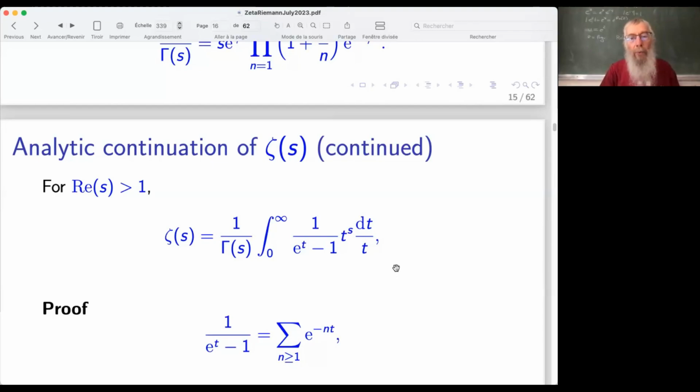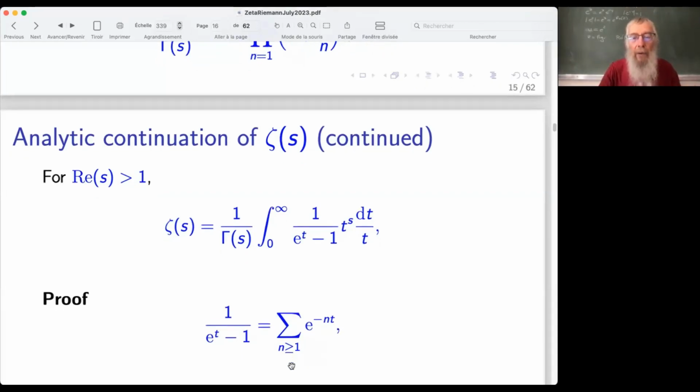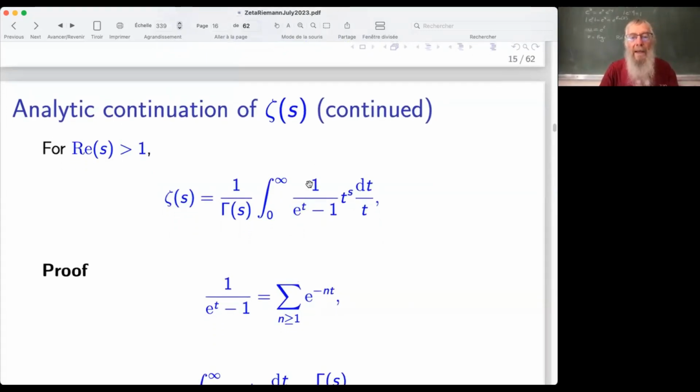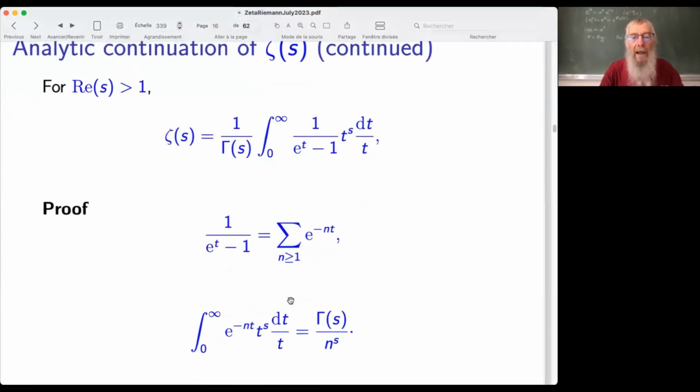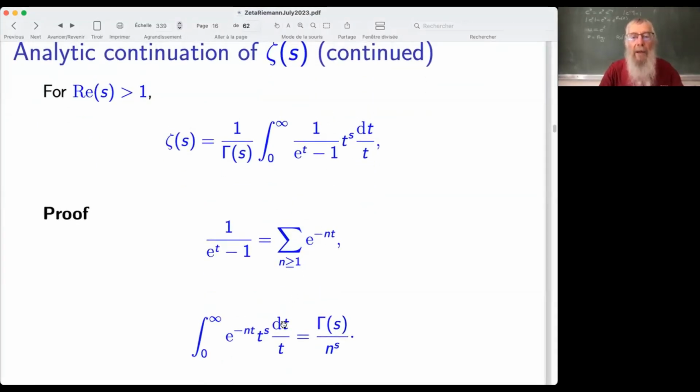And this formula, one proof is the following. You look at this integral, which is here. You have 1 over exponential of t minus 1. You expand this using always the same formula. It's the sum of exponential of minus nt for n greater than or equal to 1. And so you replace this quotient by this series, and you have to integrate exponential of minus nt times t to the s dt over t. And what you find is just gamma of s divided by n to the s, because you make a change of variable. You take nt equal u, and then you find gamma of s, which is given with the t to the s minus 1, if you prefer here.